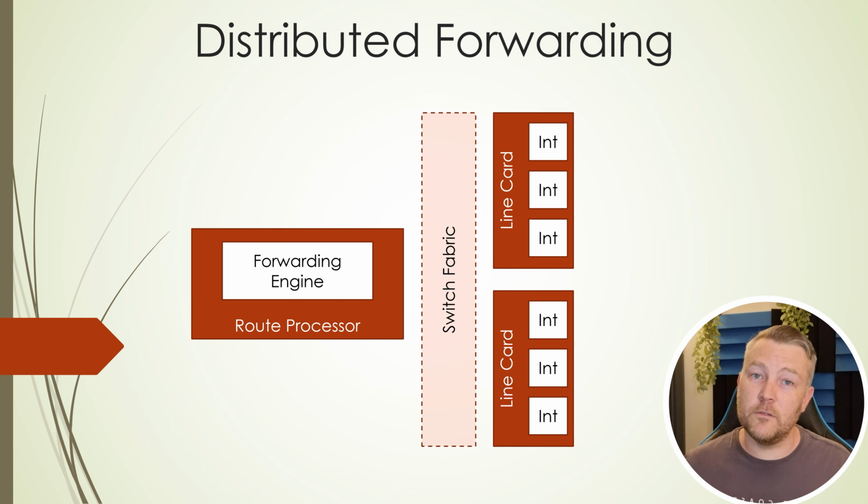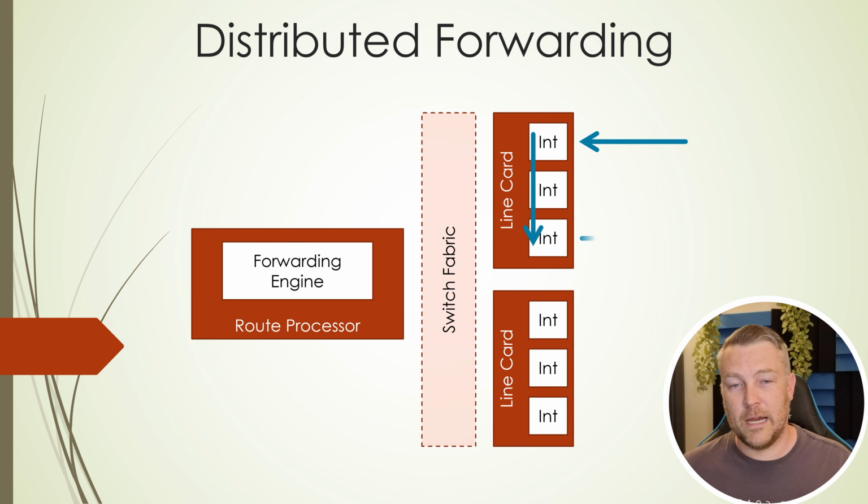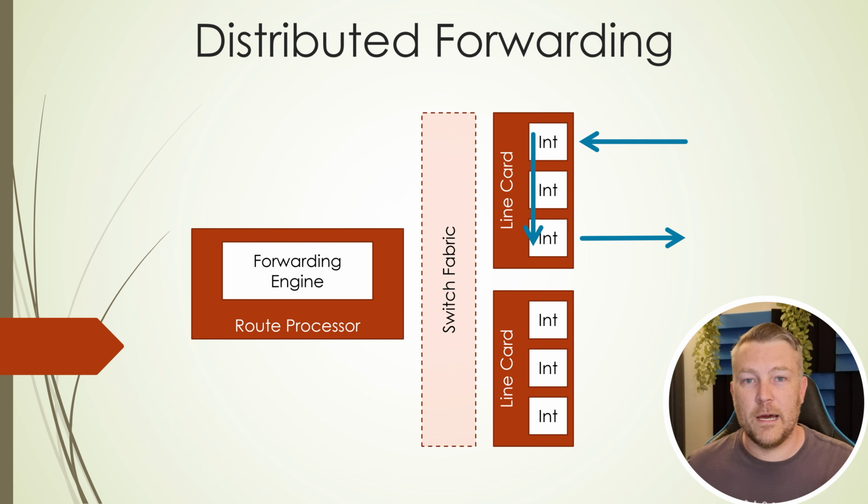In the distributed forwarding architecture model, the line cards get involved in the routing and forwarding process. That means the router can offload some of the traffic directly to the line cards so that the route processor or general purpose CPU doesn't need to get directly involved.